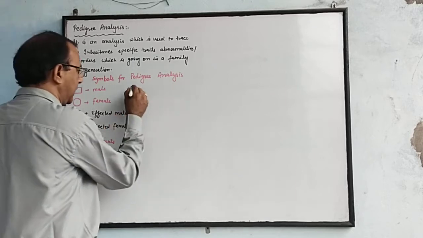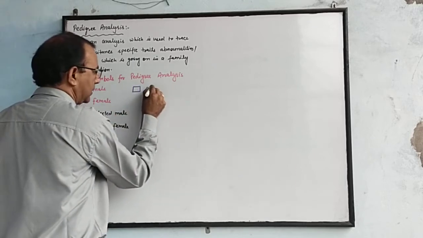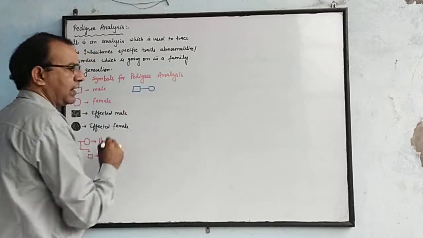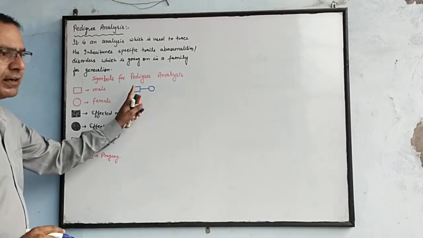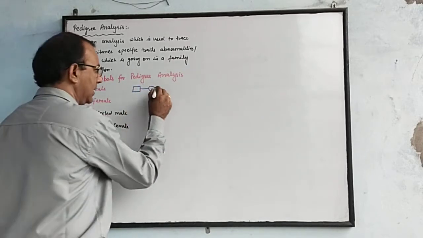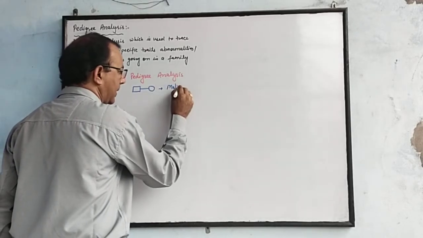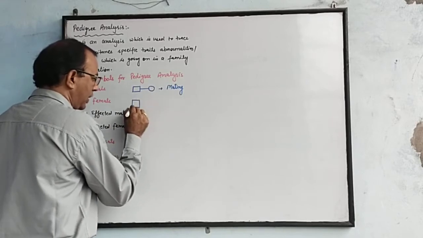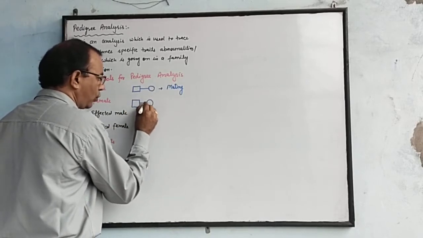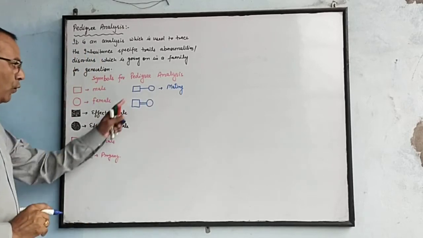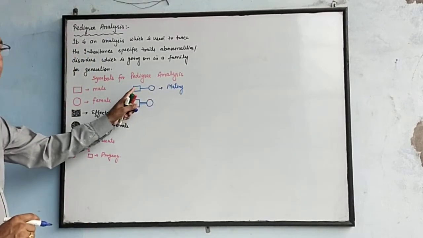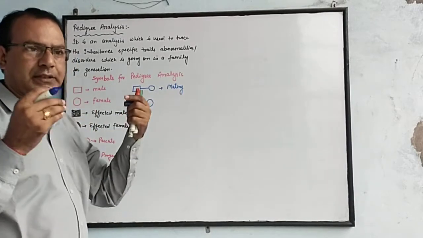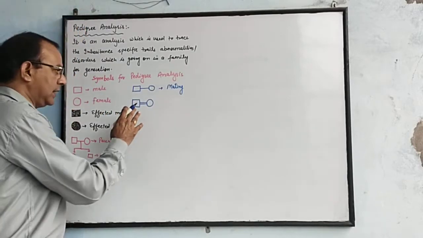Mating, how can we represent the mating? A male, and this one is the female. We can represent it by connecting them with a horizontal line. If a male and female are connected with one single horizontal line, this process is called mating. And if a male and female are connected by two horizontal lines, then this is also mating.